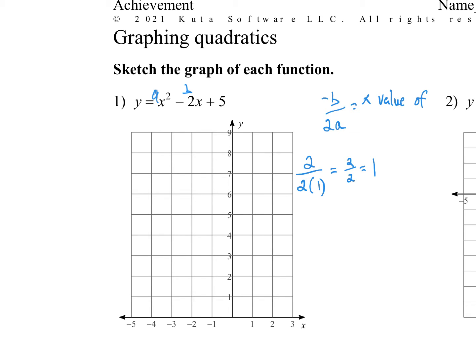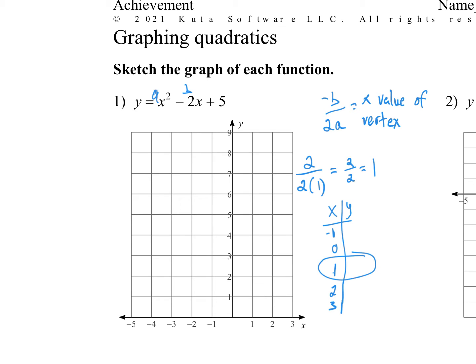And then we can use this to find the y value. I'm going to make a little table, and the x value of the vertex will get me started. I'm going to put that in the middle of the table. This center point will be the vertex, and I know that the vertex is in the middle of every quadratic. So I'm going to pick 2 numbers below it and 2 numbers above it. Oops, that should be a negative 1 there. Negative 1, 0, 1, 2, and 3.